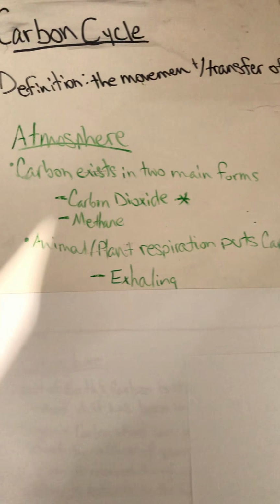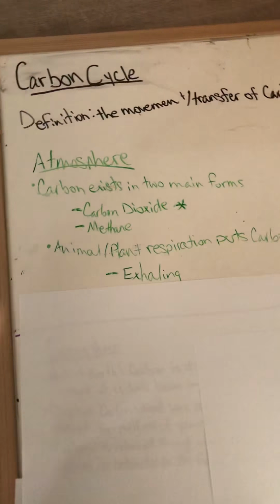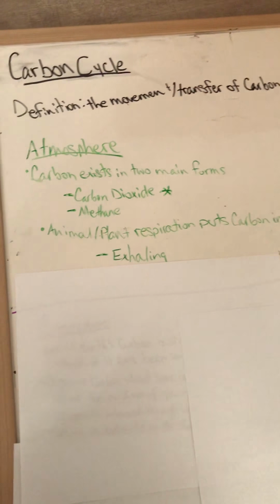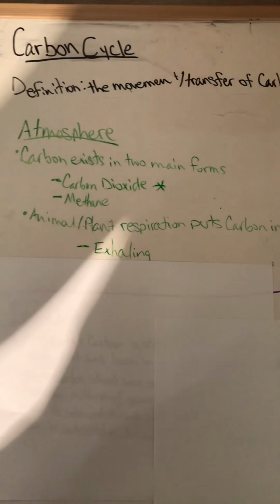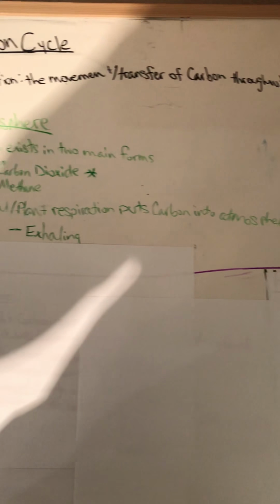So first we can talk about the atmosphere. Carbon exists in two main forms, and those forms are carbon dioxide, which is the main form, and methane. Animal and plant respiration puts carbon into the atmosphere. An example of this is exhaling. Whenever we breathe out, that is putting carbon into the atmosphere.